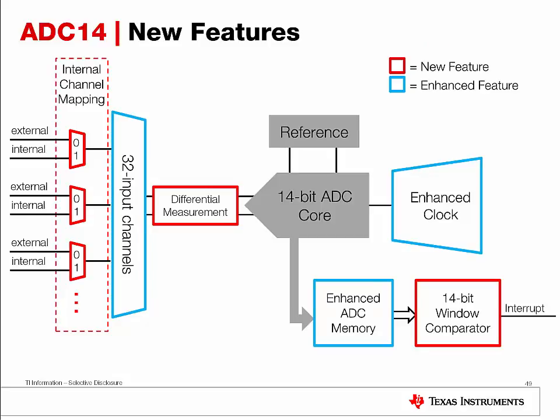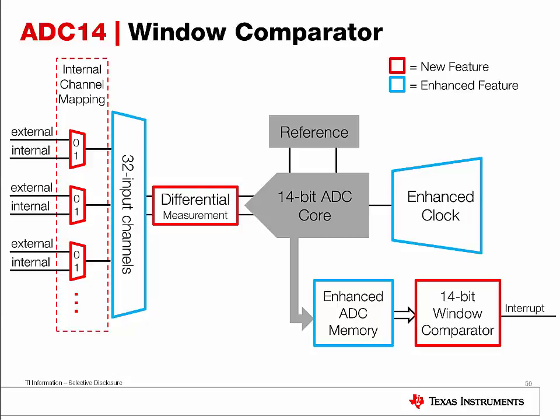The ADC14 is the next evolution of the ADC modules in MSP families. Compared to the ADC12, which is a 12-bit resolution ADC popular on several MSP432 devices, there are many new features that were introduced into the ADC14. So first off, let's take a look at the window comparator.